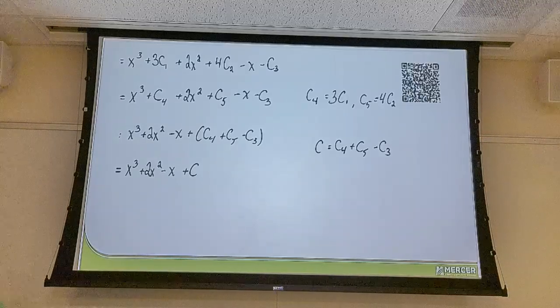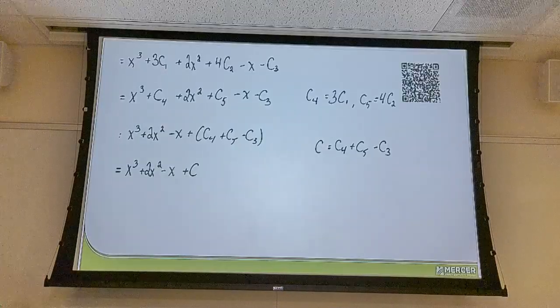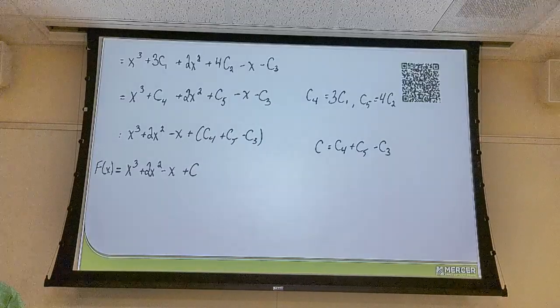That's why I just wait to the very end. All your constants are just going to get absorbed anyway. All the constants will be absorbed into one constant. That's the antiderivative. In case you forgot, that's after that.